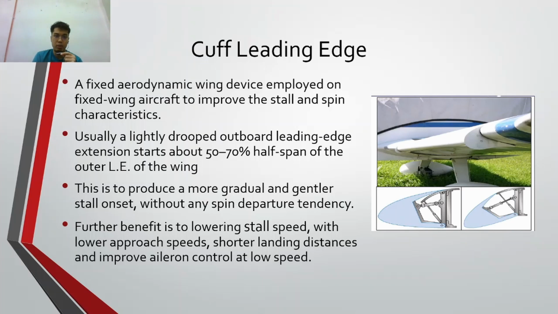It is a fixed aerodynamic wing device employed on a fixed wing aircraft to improve the stall and spin characteristics. It is usually a lightly drooped outboard leading edge. Extension starts about 50 to 70% half span of the outer leading edge of the wing. This is to produce a more gradual and gentler stall onset without any spin departure tendency.